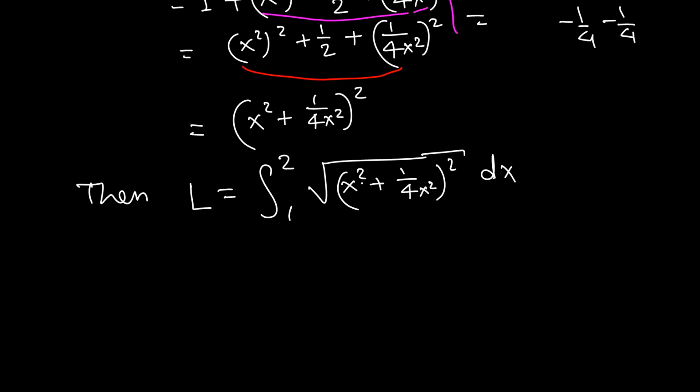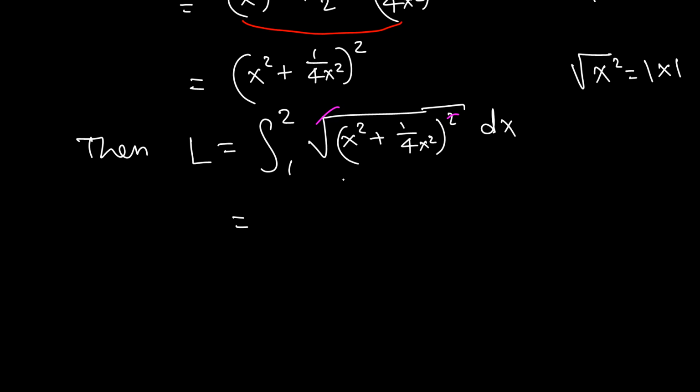When we cancel, we basically get an absolute value, because the output should be positive. And x squared plus 1 over 4x squared on this interval, in fact a square plus another square, is always positive, so we don't have to worry about getting a negative, so we can simply cancel this. We don't have to worry about absolute value here. Then that leaves x squared plus 1 over 4x squared, and the square is gone.